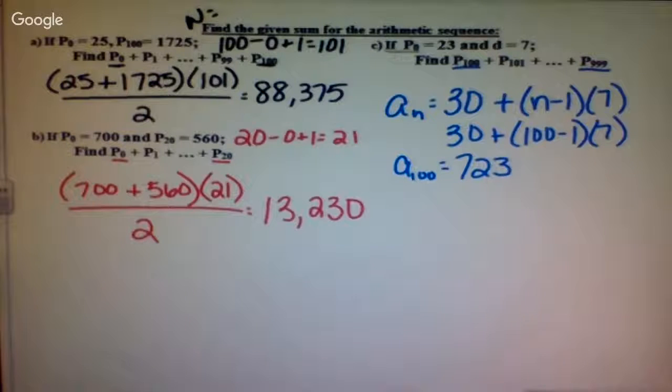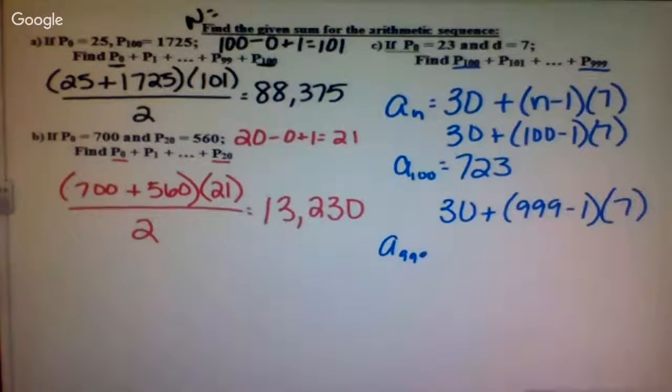I also need to find what happens at 999. So 30 plus 999 minus 1 times 7. 7,000. You said 7,016.